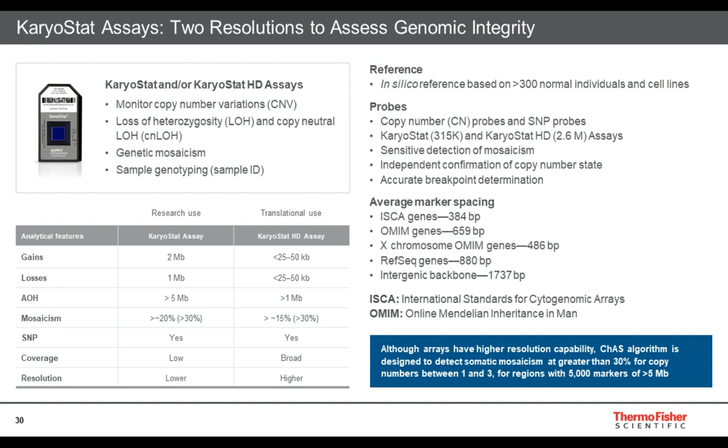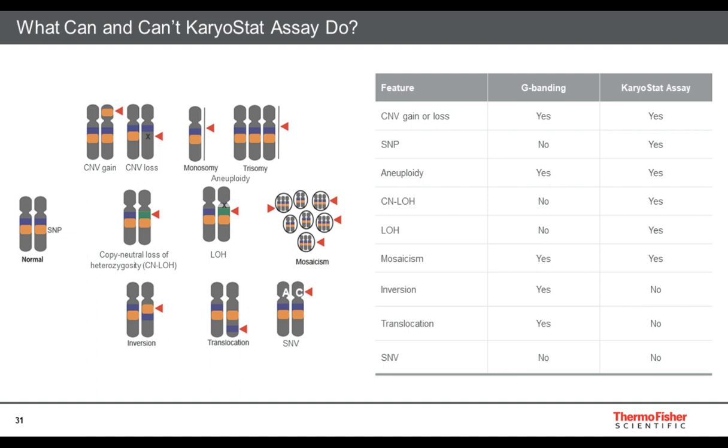As you can see in the bottom left, we recommend the KaryoStat for research use, and then we recommend the KaryoStat HD for when you're going to your translational workflow, because it gives you a much higher resolution. And as you can see, there's the ability to detect gains. If you use the HD, it's 25 to 50 kb. So you have really nice resolution here. They are able to detect SNPs, and it has a broad coverage and high resolution. So this is a really nice tool for evaluating the genomic stability.